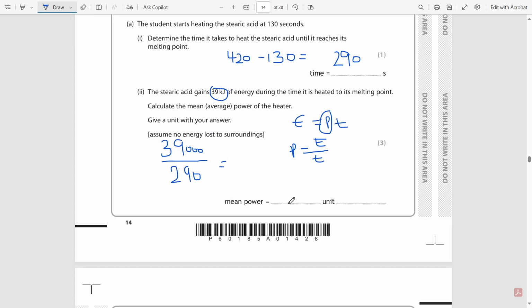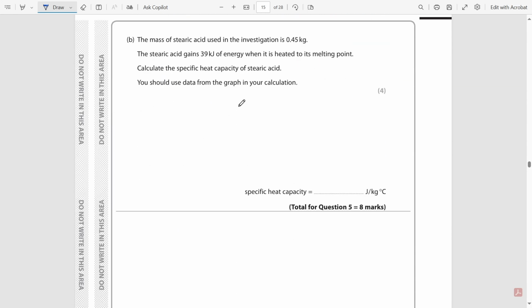And this is incredibly dark here. I don't know why, but I can read it. That says 134. I'm gonna say 134, and I'm gonna say watts. Watts. Yeah. 134 watts. Okay, that's what it is.